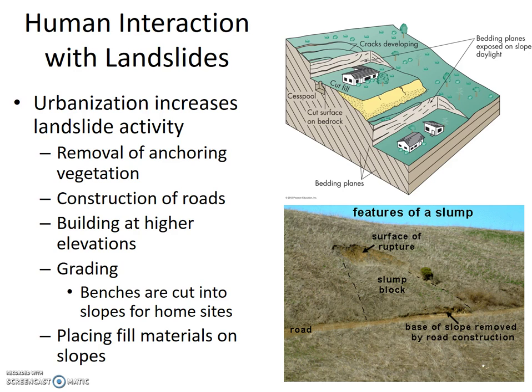Think of the slope diagram and the discussion. Does this make sense? Removing anchoring vegetation decreases the friction on the potential slip plane. Road construction is often at the base of a slope, and the toe of the slope is critical in keeping the rest of the slope in place. Remember? Mass and slip plane ratios, and more.